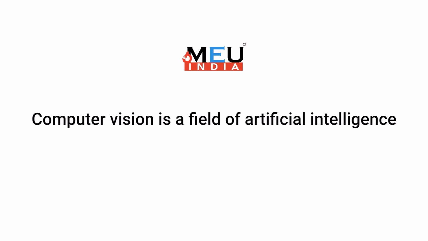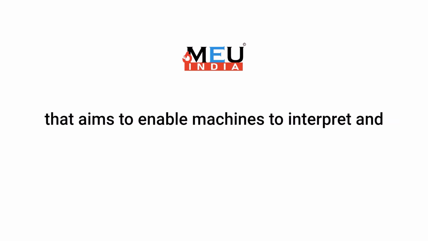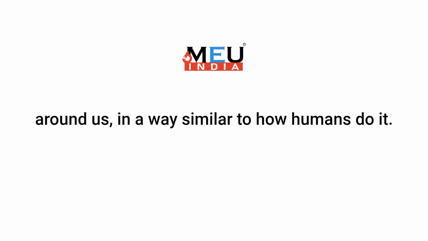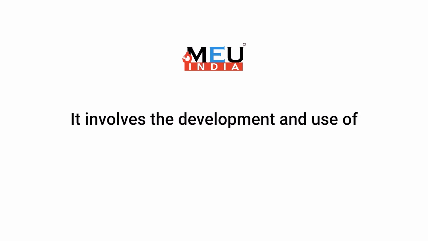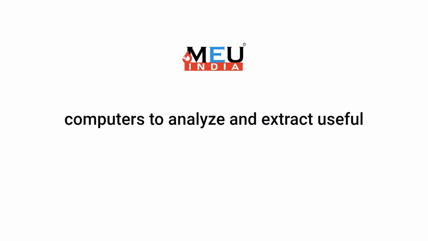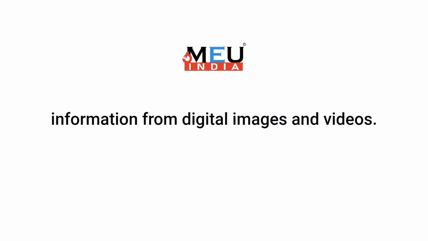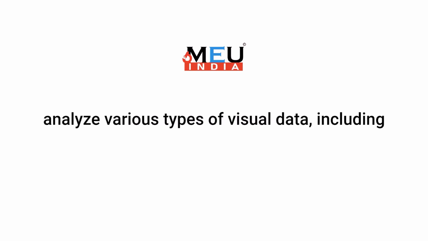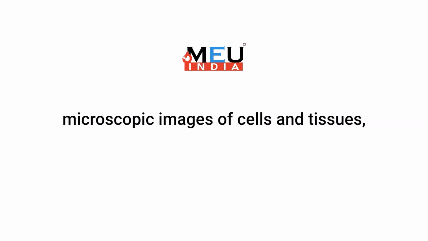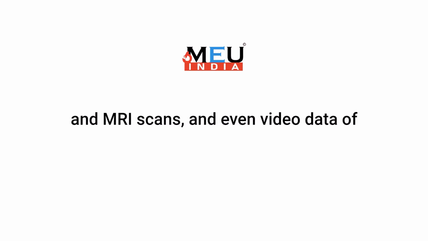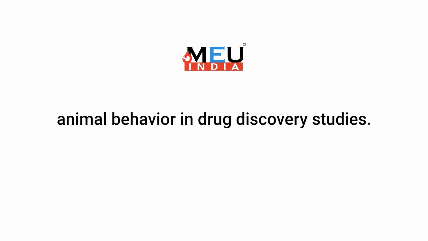Computer vision is a field of artificial intelligence that aims to enable machines to interpret and understand visual information from the world around us in a way similar to how humans do it. It involves the development and use of algorithms and techniques that allow computers to analyze and extract useful information from digital images and videos. In pharmacology, computer vision is increasingly being used to analyze various types of visual data, including microscopic images of cells and tissues, medical imaging data such as X-rays and MRI scans, and even video data of animal behavior and drug discovery studies.